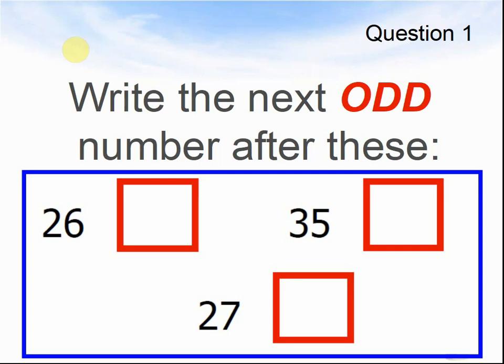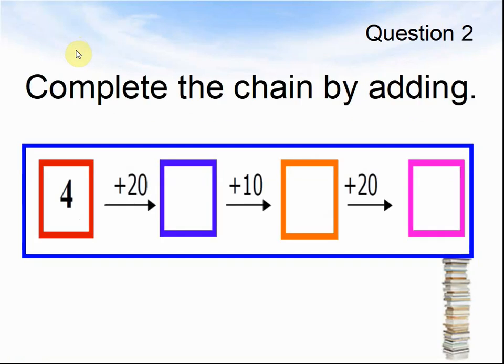Question 2. Complete the chain by adding. 4 plus 20 equals something, plus 10 equals something else, plus 20 equals something else again. What do we need to put into each box? Pause the video until you are ready. Here comes question 3.